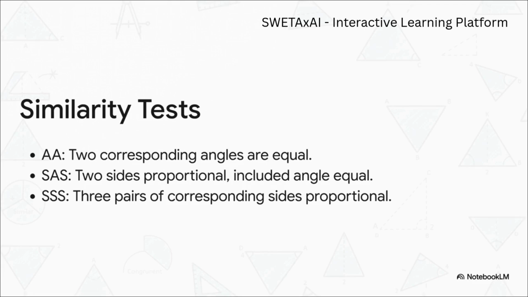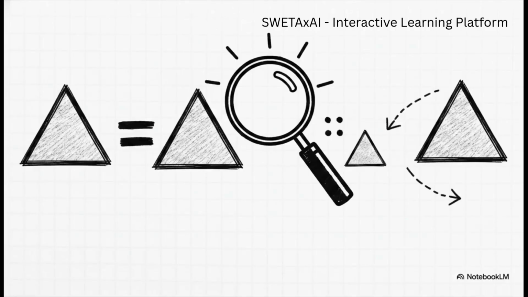We also have SAS and SSS similarity. But, and this is a massive but, while the letters look the same as the congruence tests, the definitions are totally different. For similarity, SAS and SSS, we are looking for proportional sides, not equal ones. The angles are identical, sure, but the side lengths, they stretch or shrink by the exact same ratio. So here's a rock-solid rule of thumb for you. If you're proving congruence, you're hunting for equal sides. If you're proving similarity, you're hunting for proportional sides. Mixing these 2 up? Yeah, that is hands down the fastest way to derail your whole proof.